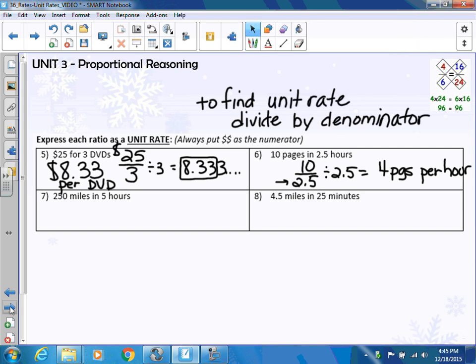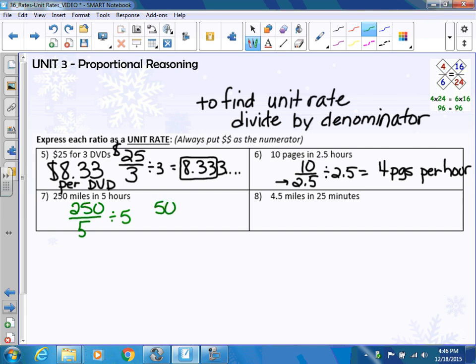So what if we look here? Let's see, we've got 2 examples. One is miles per hour and one is miles per minute. We're going to see if we write these, and you can maybe think of an example of how 250 miles per 5 hours. We divide by 5 because that's our denominator. And that gives me 50 miles per hour. So if you think about that, that's like the speed a car would go.